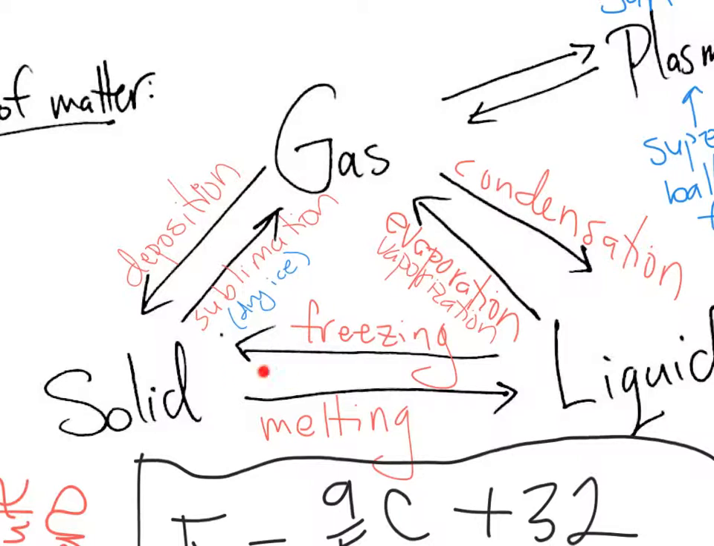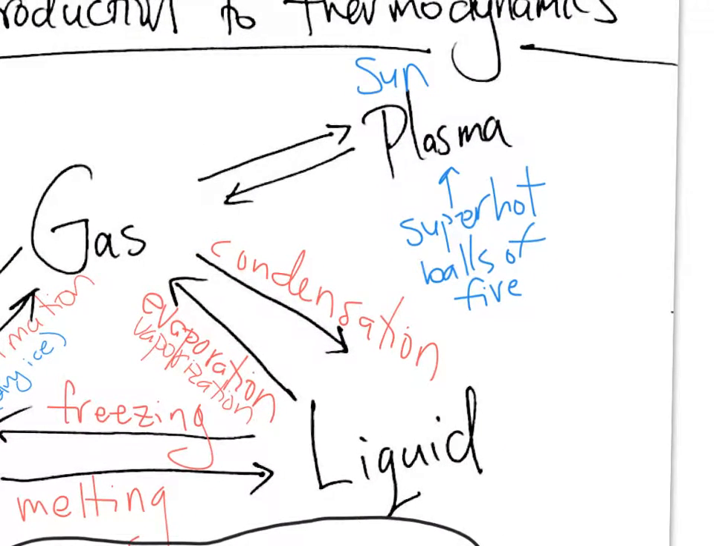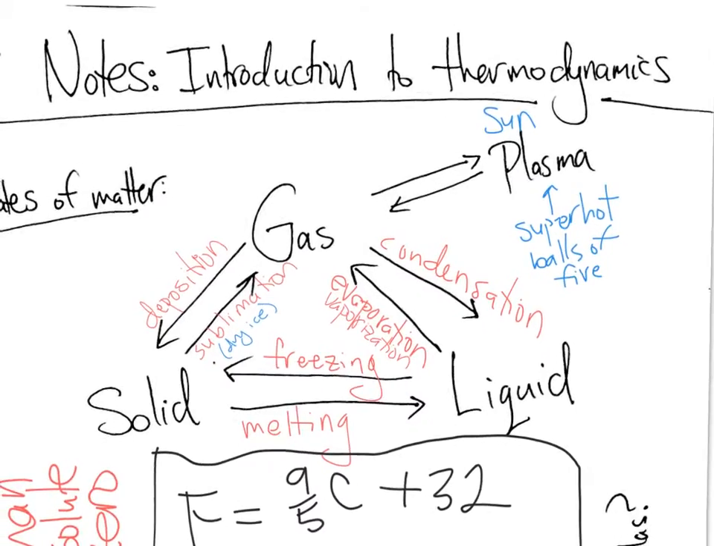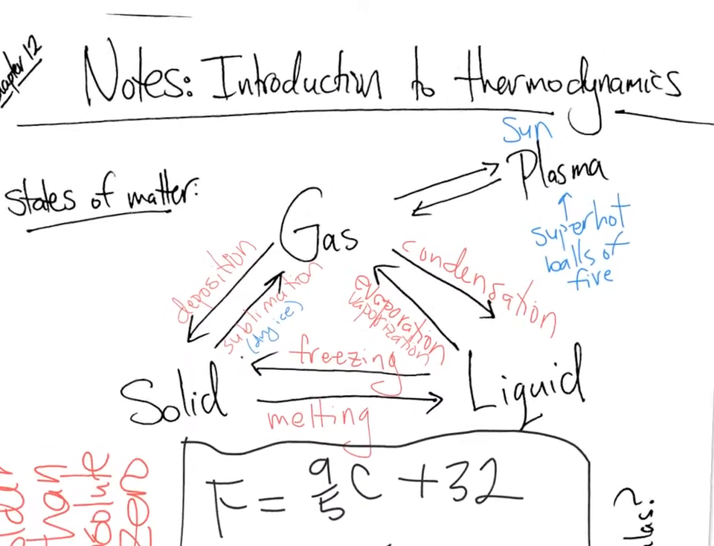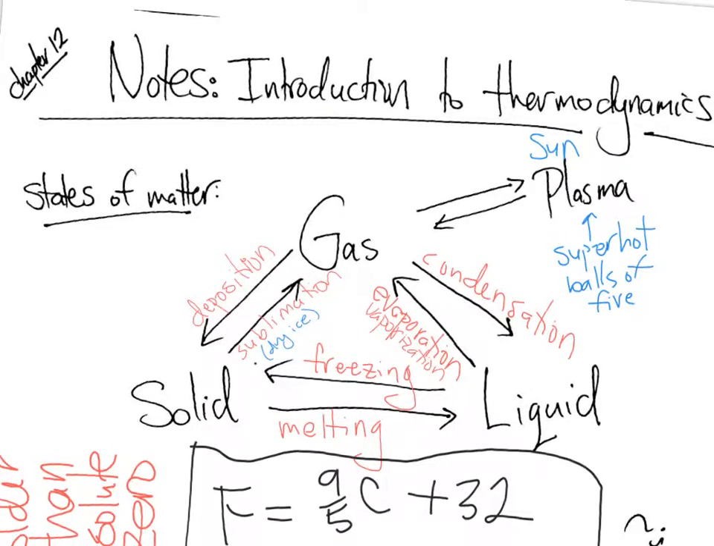So it's important to know these terms. Know that plasma, that's sort of a superheated gas. Oh yeah, balls of fire like the sun. All right, so those are the states of matter. These are the states, and these are the changes of state. So we're going to talk about heat energy and how it's related to matter changing state.